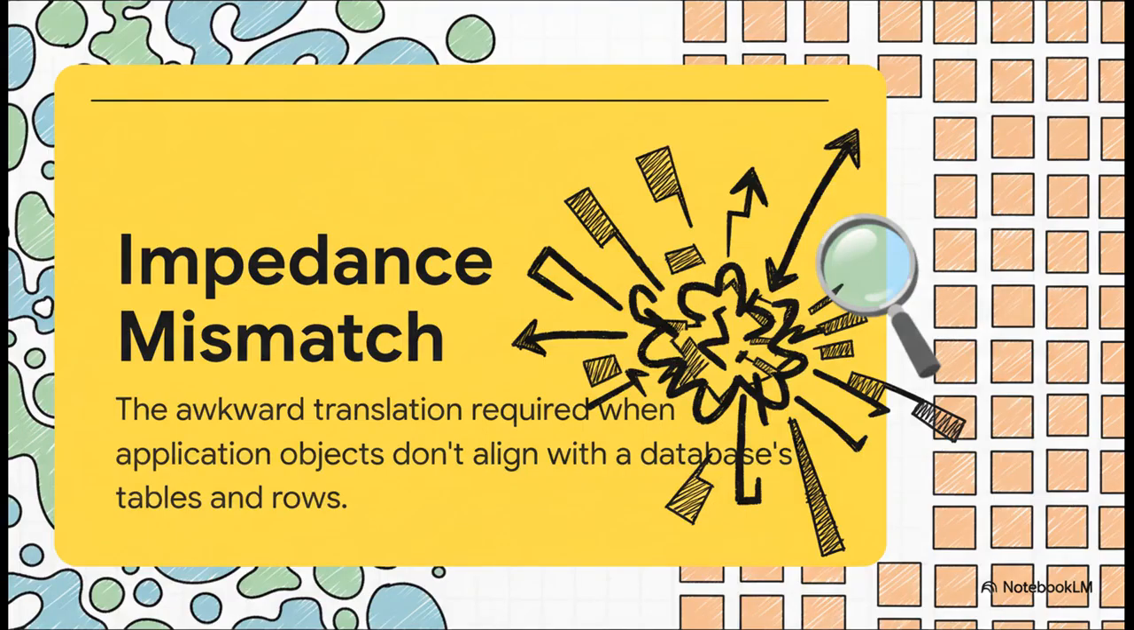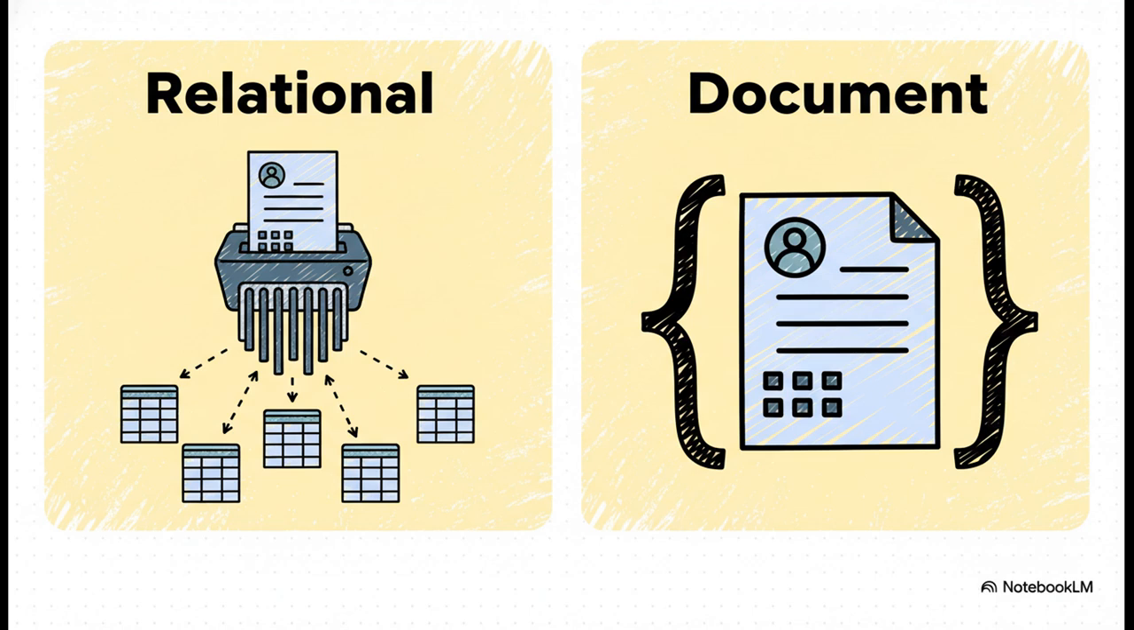But as our applications got more complex, a really annoying point of friction started to show up. It's a problem called impedance mismatch. Just think of it as this awkward, clunky translation you're constantly forced to do. You've got these rich, beautiful objects in your code, and you have to smash them flat to fit into these rigid grids of tables and rows. It's just painful.